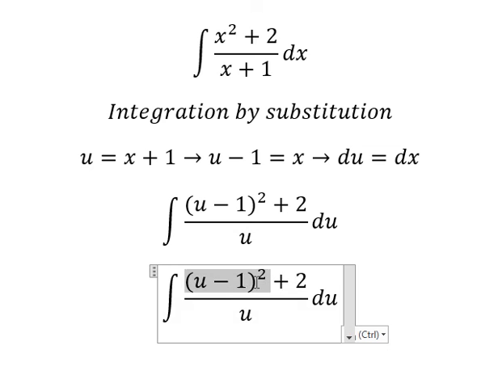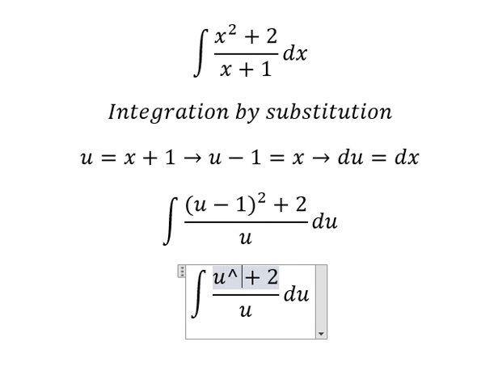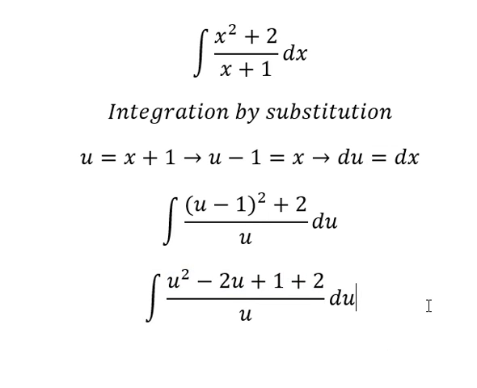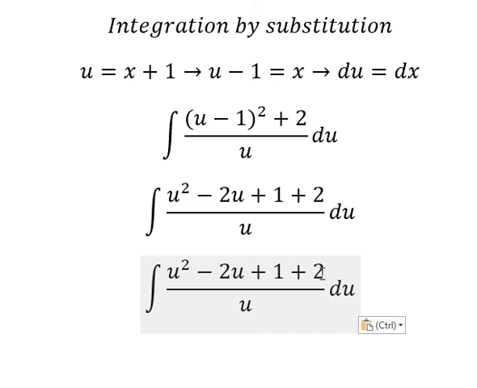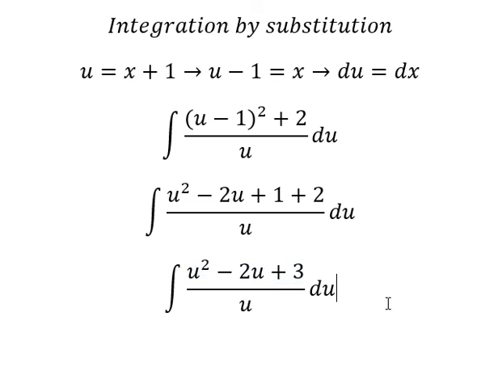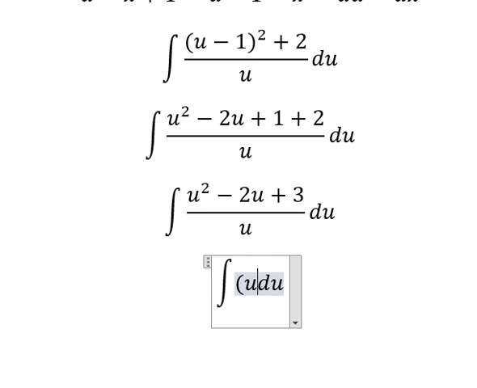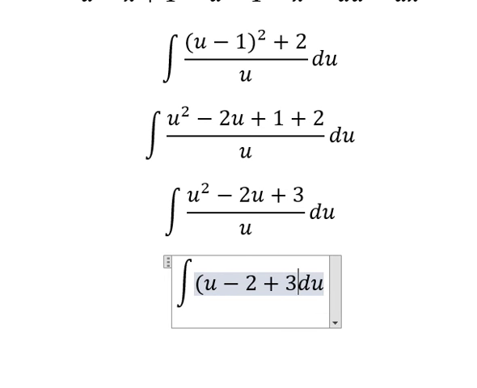So we need to expand this one. One plus 2, you have number 3. u squared divided by u, 2u divided by u, and number 3 divided by u. So we have u minus 2 plus 3 over u.